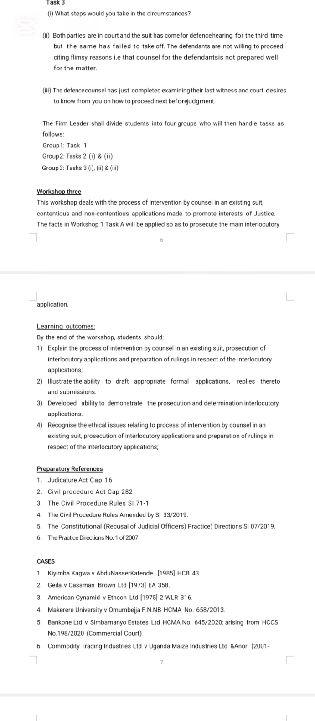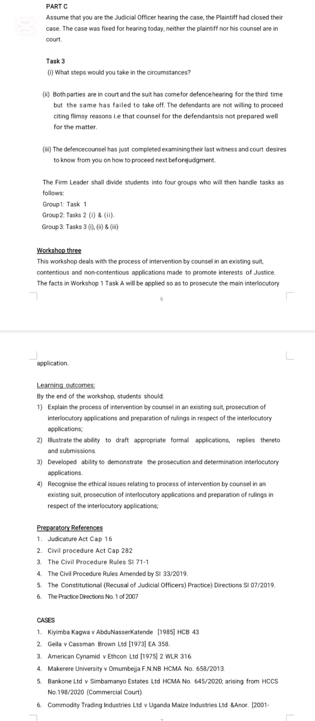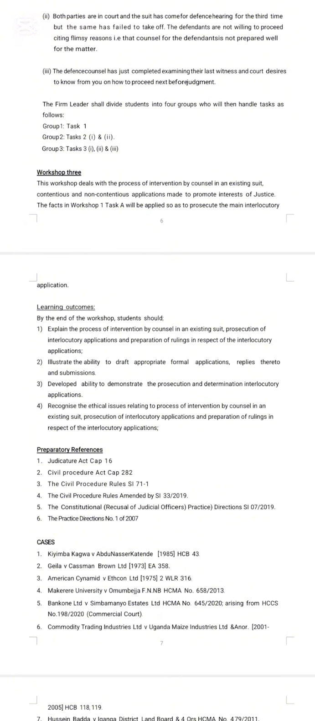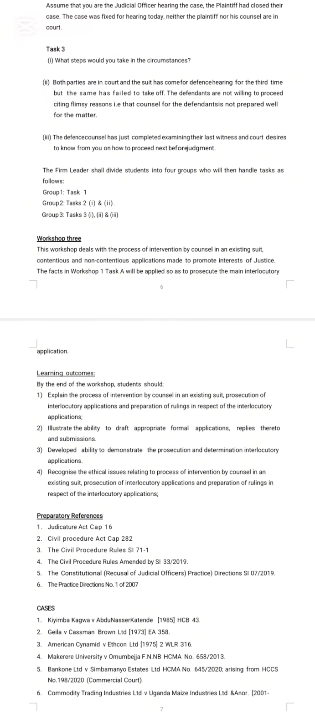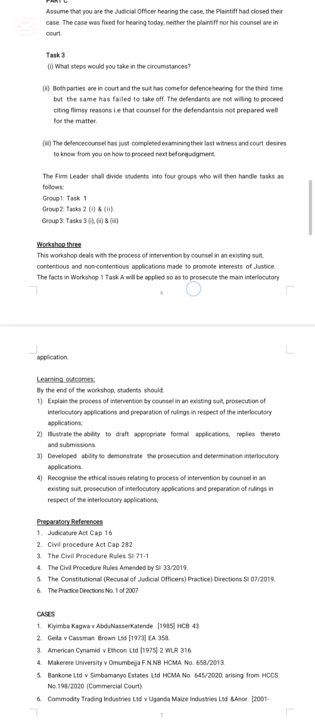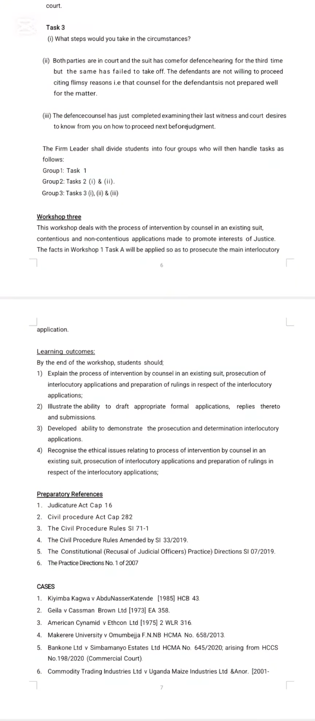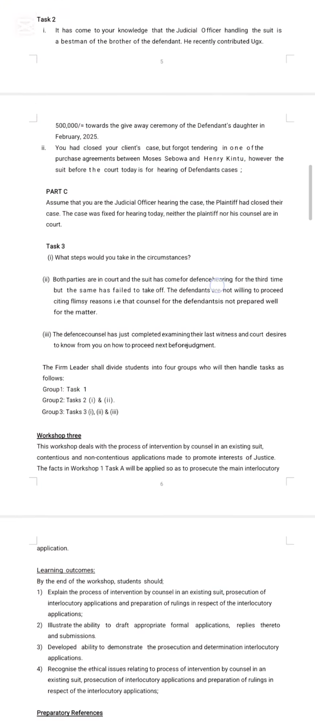Then 3, the defense counsel has just completed examination of their last witnesses, and the court desires to know from you how to proceed next before judgment. So basically, we have to go into submissions, written submissions or oral submissions, and then after submissions, that's when the court can go into what we call final judgment. So basically, that was for workshop 2, and that's what we shall be looking at as far as workshop 2 is concerned.